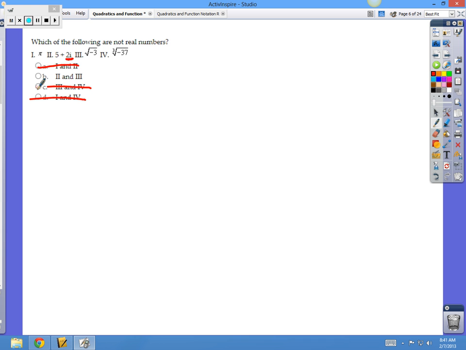And the other one that is not real is 3. And 3 is not real because the square root of a negative 3, that's imaginary.